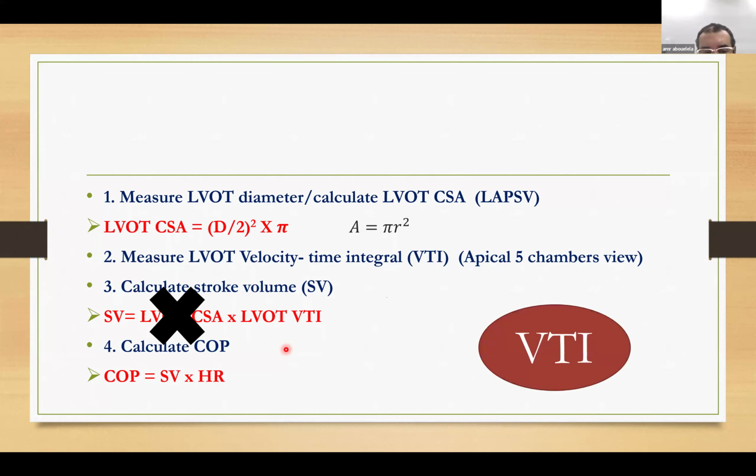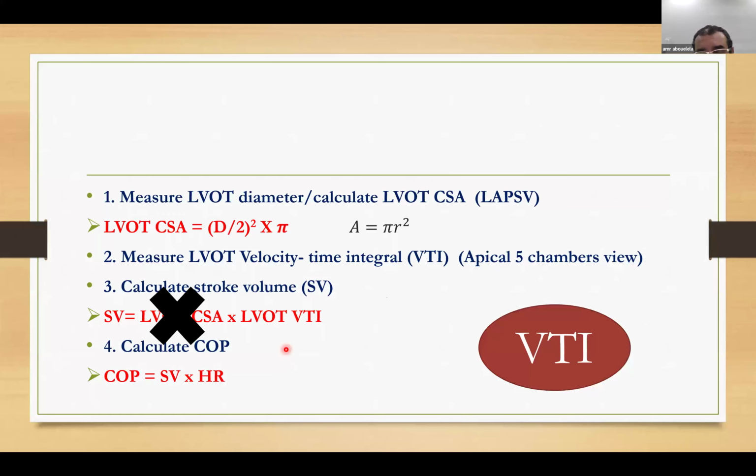We are not measuring the cross-sectional area because it's fixed for the patient. And by the way, it's more or less not very variable from one patient to another. Most of the time it is equal. The diameter is equal to 2 centimeters in most patients. And in a certain patient, it will be fixed all the time. So the only variable is the VTI.